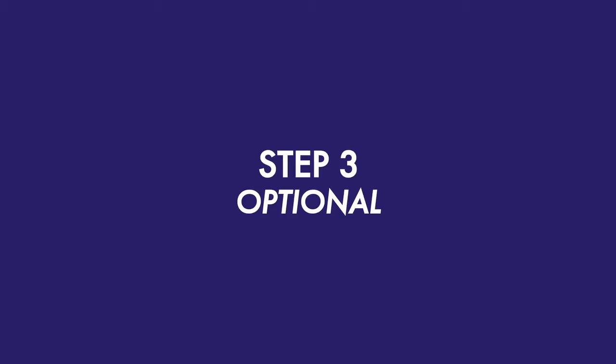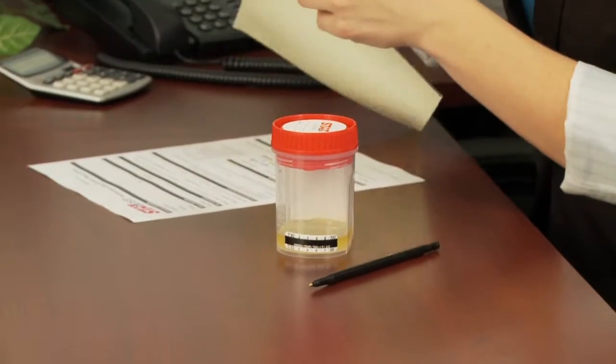Step 3 is optional and depends on your company's policy. Depending on your company's policy, the provided temporary security seals may be applied at this time. Fill in the applicable information on the seal, then have the donor initial the seal before placing it over the lid with the sides folded over the edges of the StatCup.